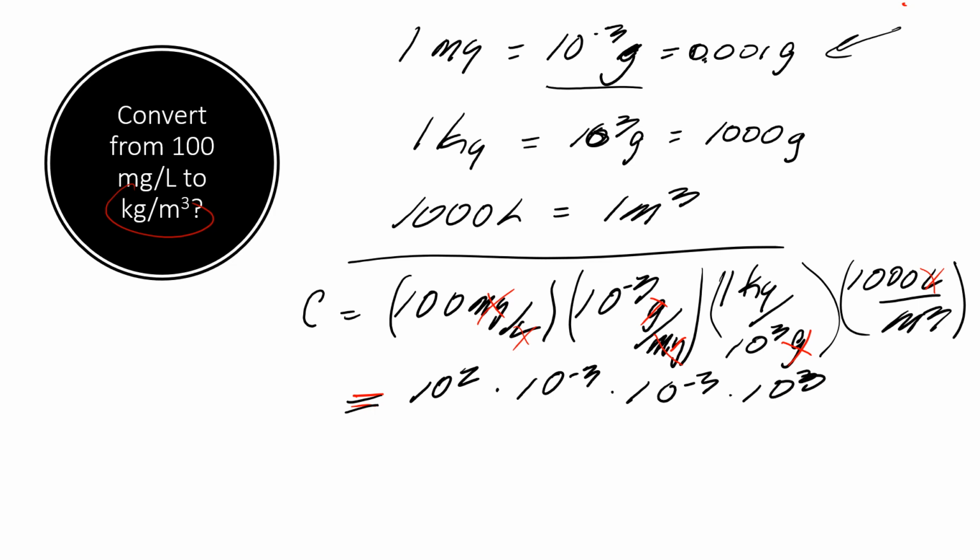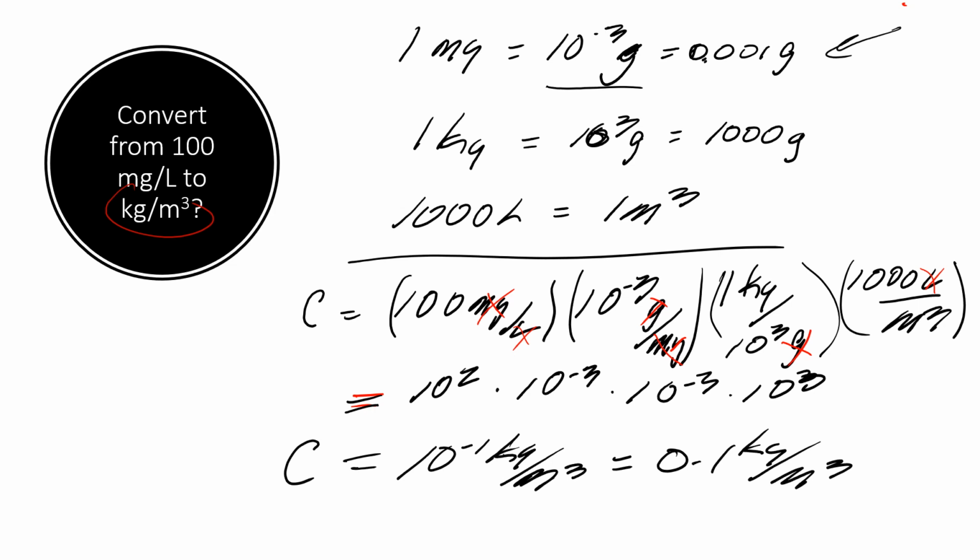So 2 minus 3 is negative 1, minus 3 is negative 4, plus 3 is negative 1. So it's 5 minus 6. Yeah, negative 1. So we're going to end up with 10 to the negative 1 kilograms per cubic meter. Or we can write it in a more conventional way, 0.1 kilograms per cubic meter. And that's what our concentration is.